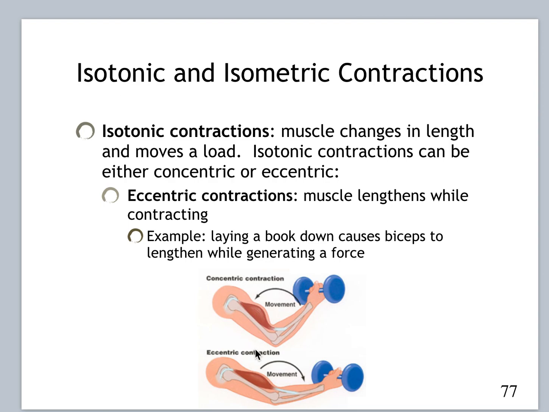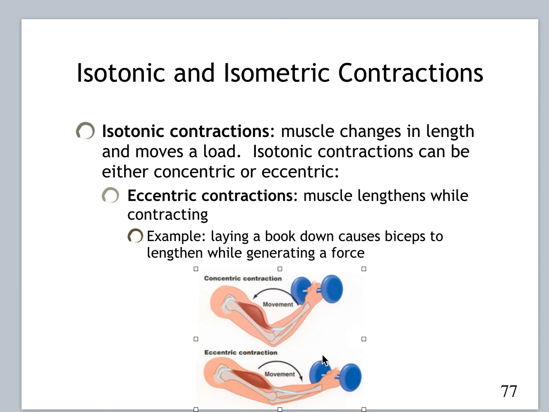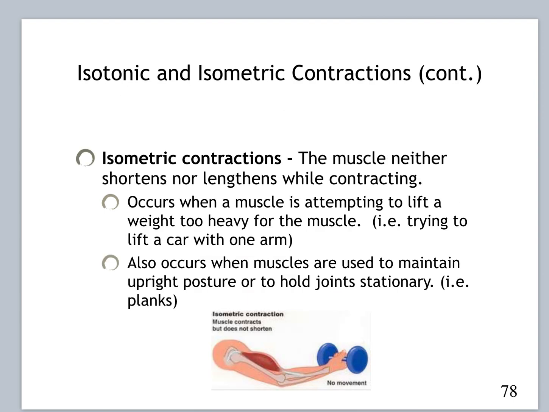Eccentric contractions would be a contraction, but the muscle's lengthening. Let's say you've done your curls and exercised your biceps and you're fatigued, and you try to hold the biceps in a flex position, but the weight you're carrying is overwhelming the muscle, and it gradually comes back down. Even though you're contracting, you're pulling against it, the muscle's lengthening. That's what eccentric contraction is.